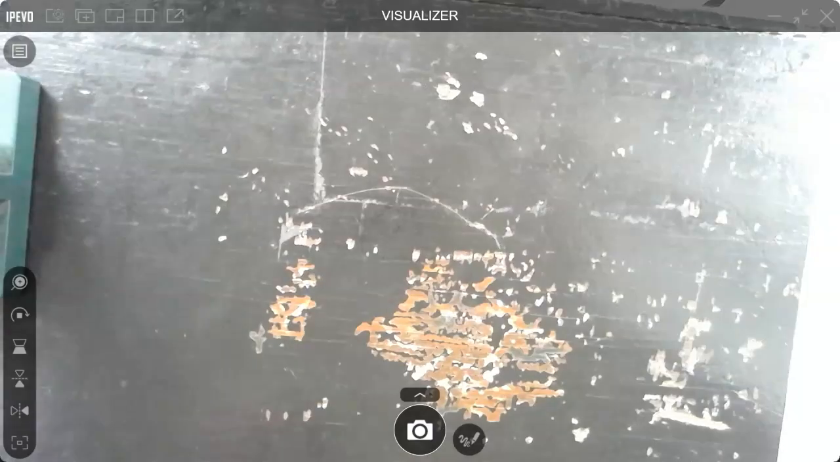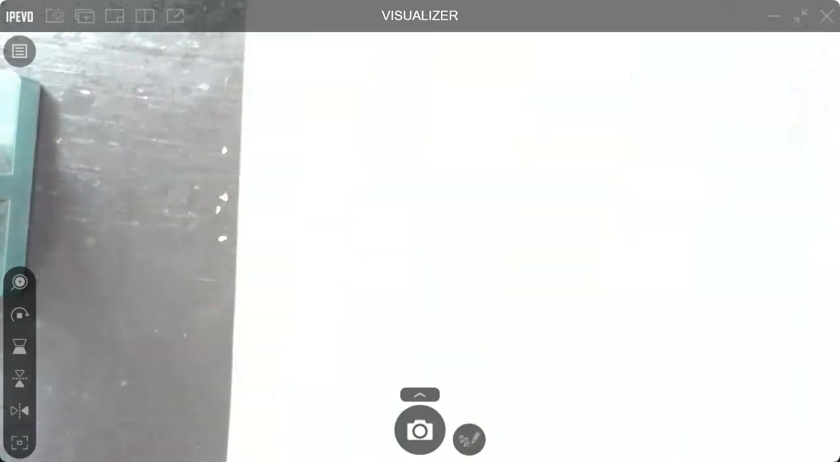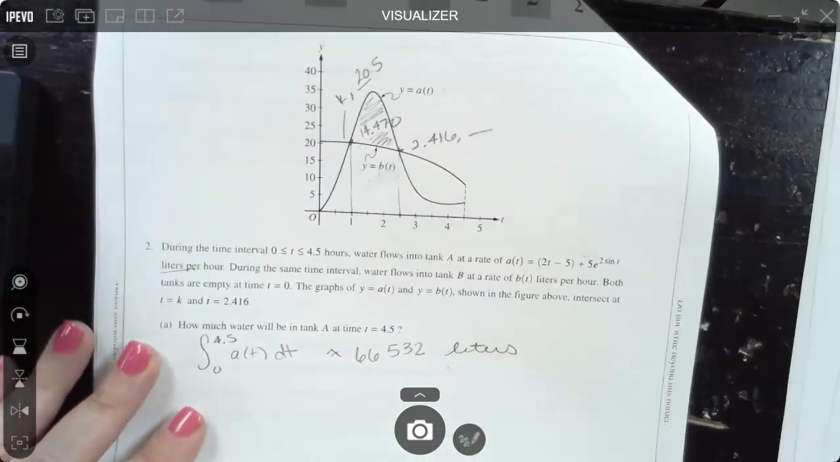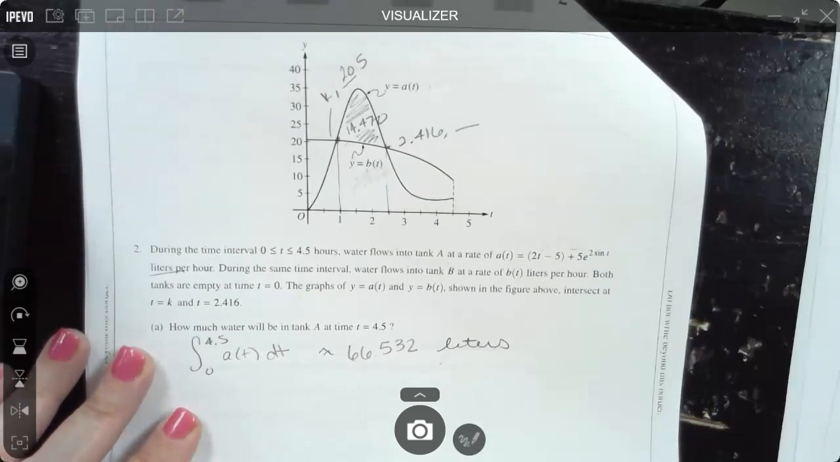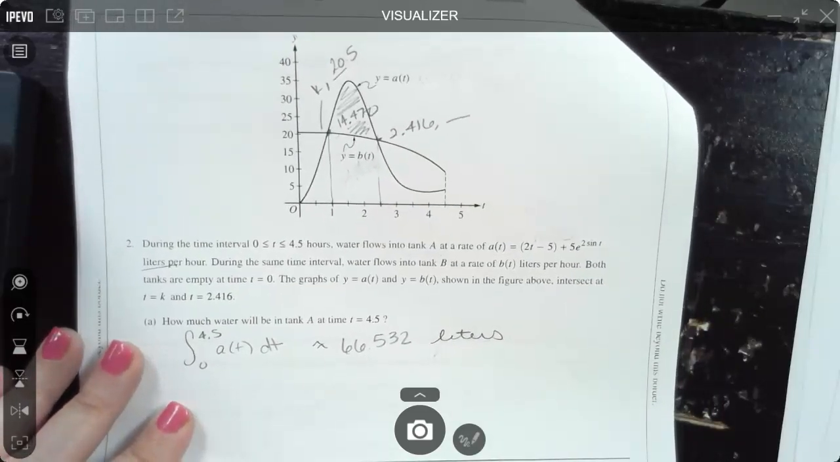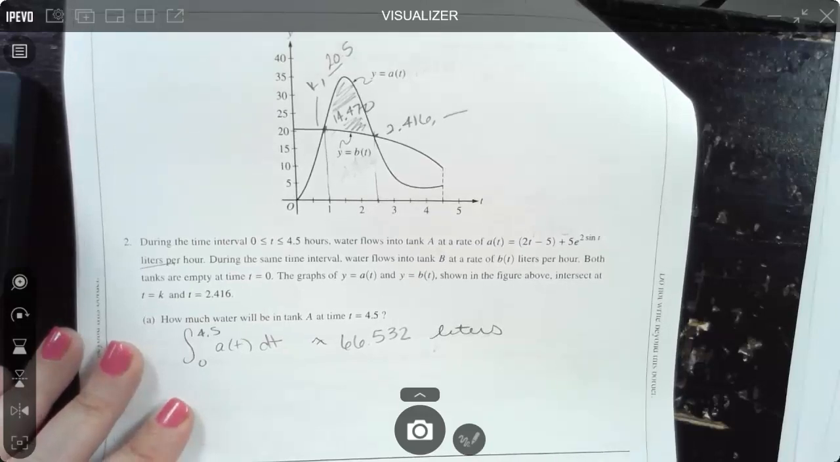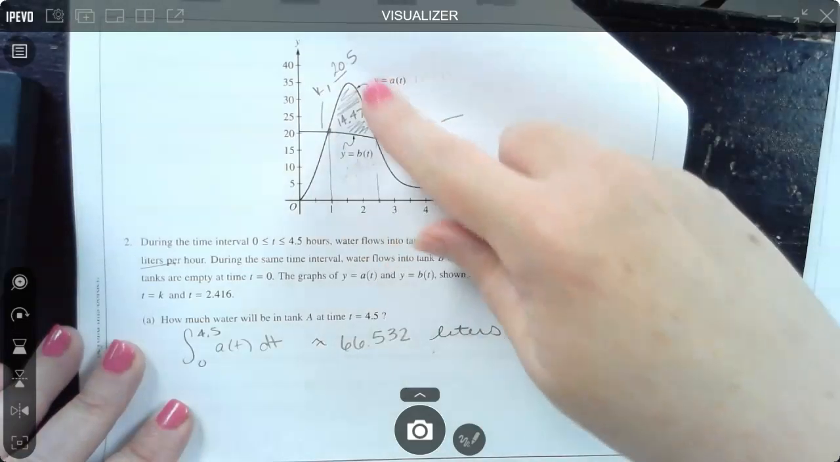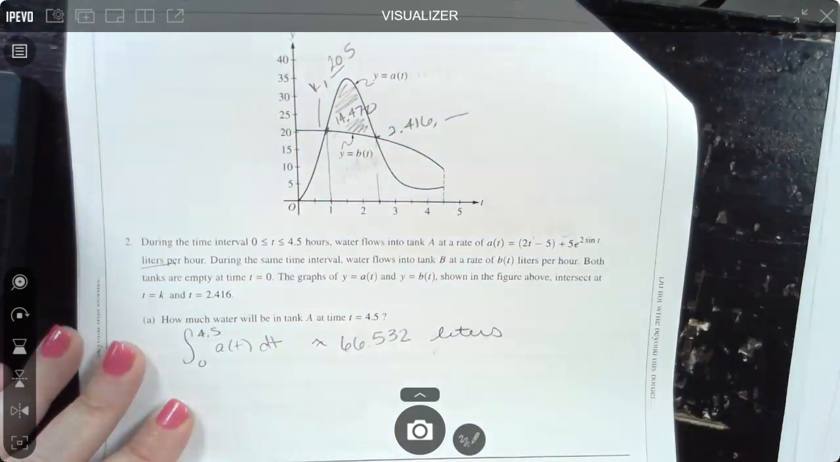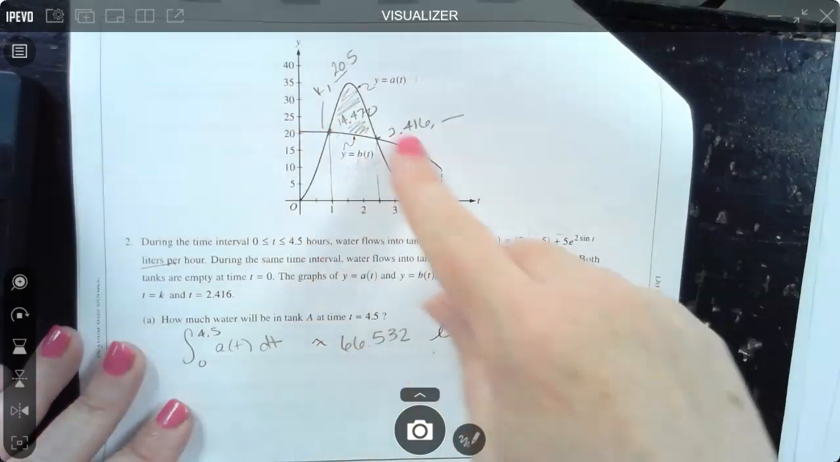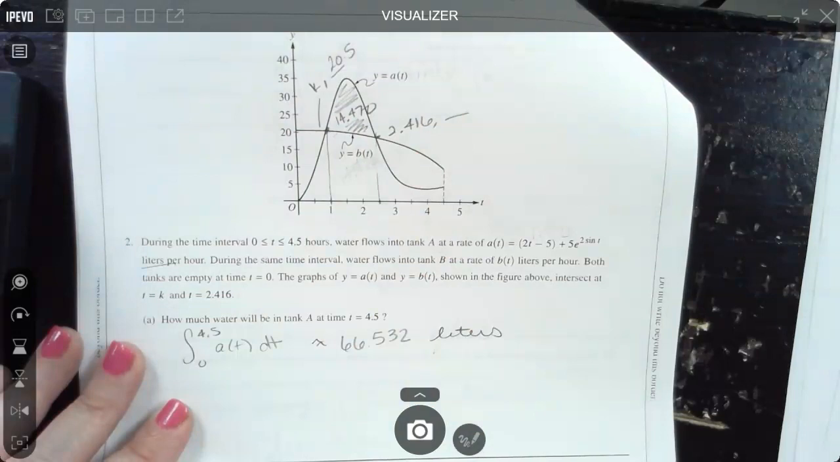I thought the calculator one was harder than the non-calculator, if I remember correctly. All right, we have some regions here. Water flows into the tank at a rate of A of t, that's my top curve here. And during the same time interval, water flows into tank B at a rate of B of t. Both are empty at time 0, so I don't have an initial amount. I just start with no water in the tank. How much water will be in the tank at time t equals 4.5?